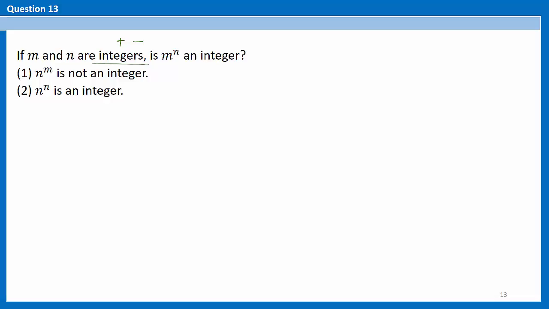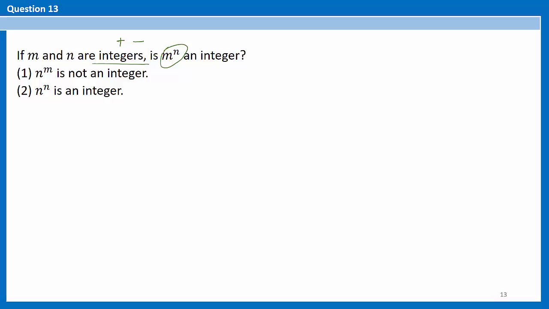Okay, at first glance you might think, well, isn't an integer to the power of an integer always going to be an integer? But the thing is that in data sufficiency there is never the case in which you do not need any statement at all to solve the question. So there must be some cases in which this exponent is not an integer, okay?